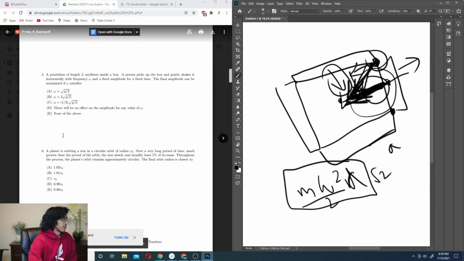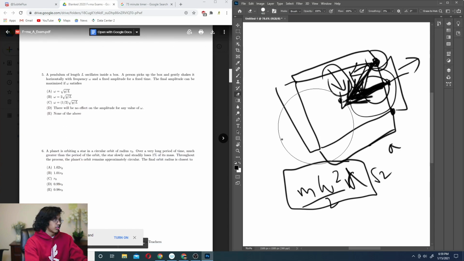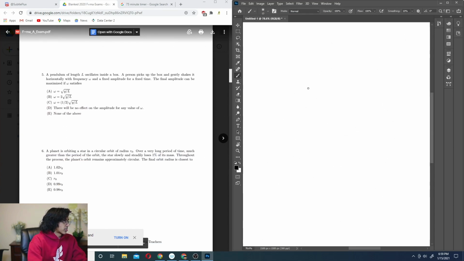Okay, number 5. A pendulum with length L oscillates inside a box. The person picks up the box and gently shakes it with frequency omega. The final amplitude can be maximized. Oh, I hate these. I forgot how to do these kinds of things. Okay. So I think it's kind of like the idea with the swing. Like if you push it at its bottom, or at its top, what's better?